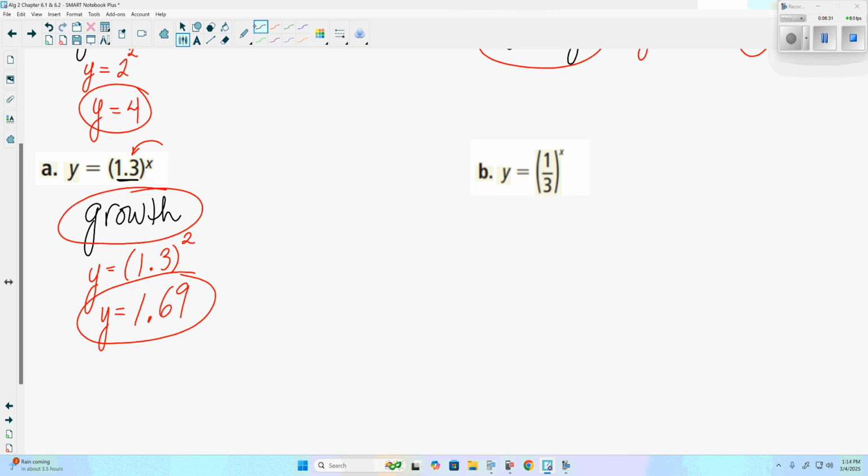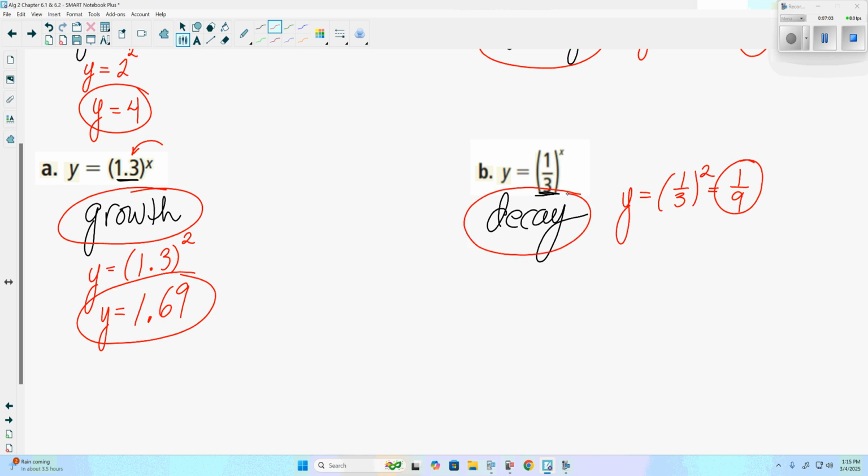Y equals 1/3 to the x. This indeed would be decay because our base, that 1/3, is between 0 and 1. So it is decay. And then we want to evaluate this when x is 2. So we'd have 1/3 to the second power, which is 1/9. Questions on this so far? Questions on any of this so far?